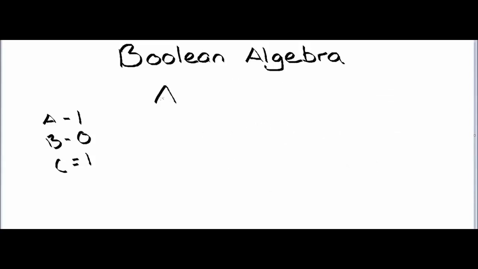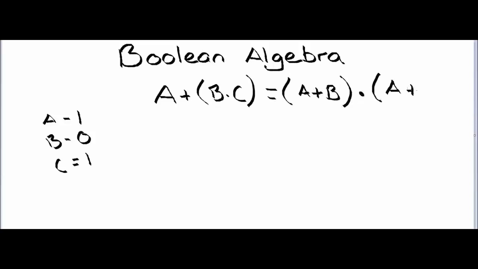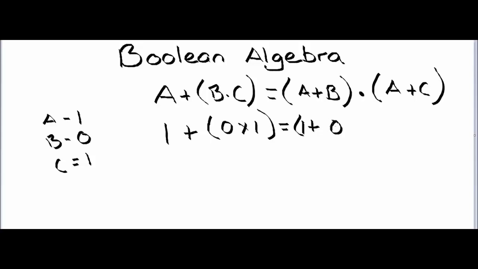So the next rule looks like this. We can say that A plus B multiplied by C is always going to be equal to A plus B, multiplied by A plus C. So we'll stick with the same example numbers as we used previously. So again, like you would do in maths, we can say that 1 plus 0 times 1 is going to be equal to 1 plus 0, multiplied by 1 plus 1.